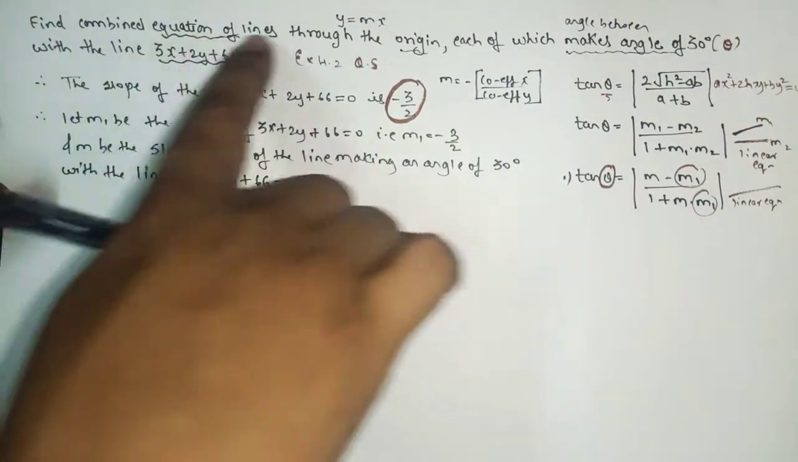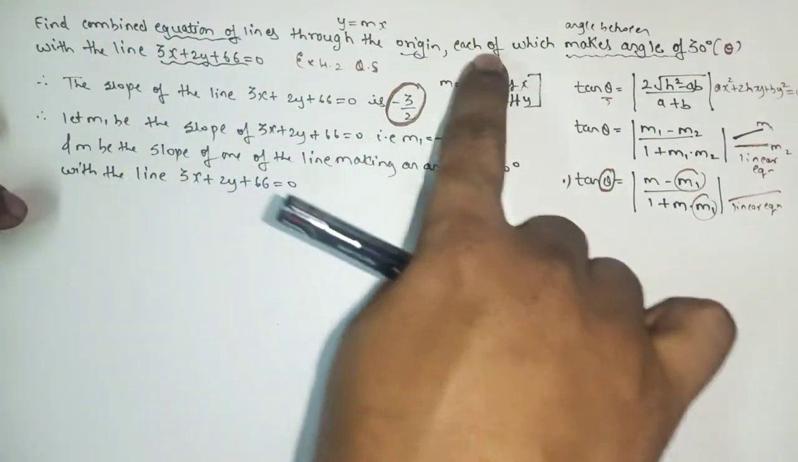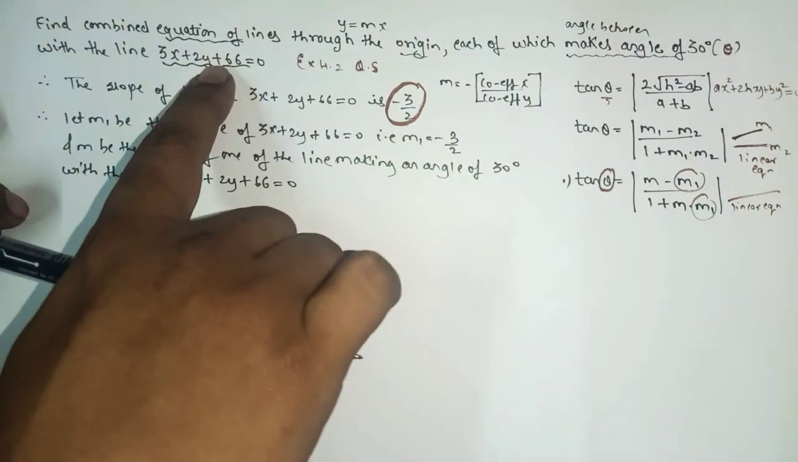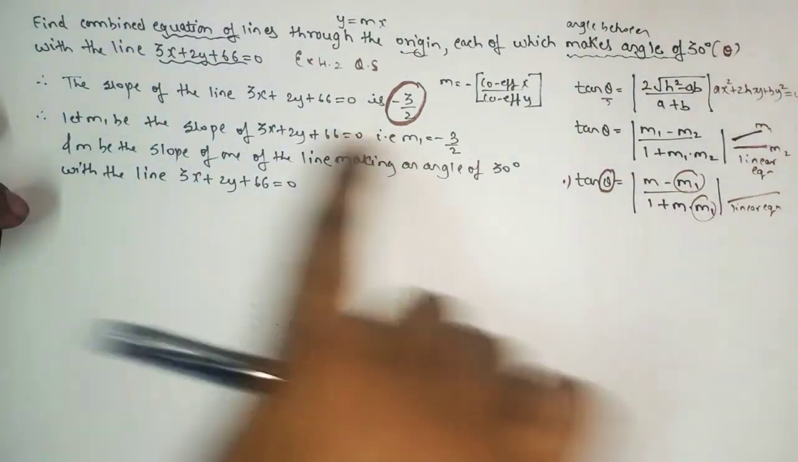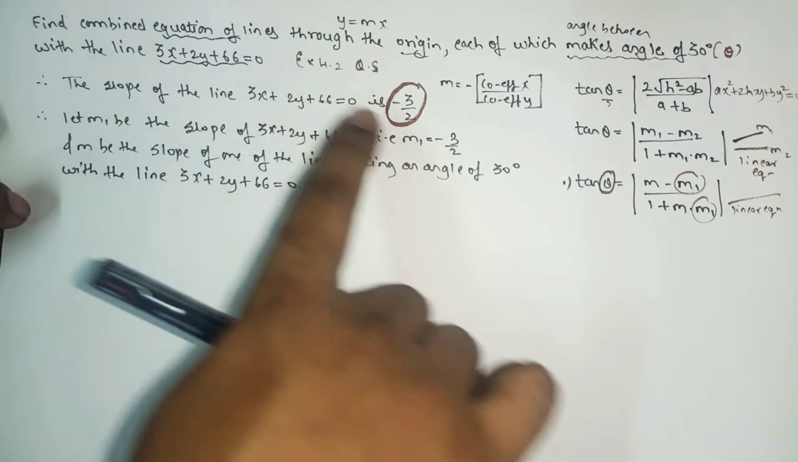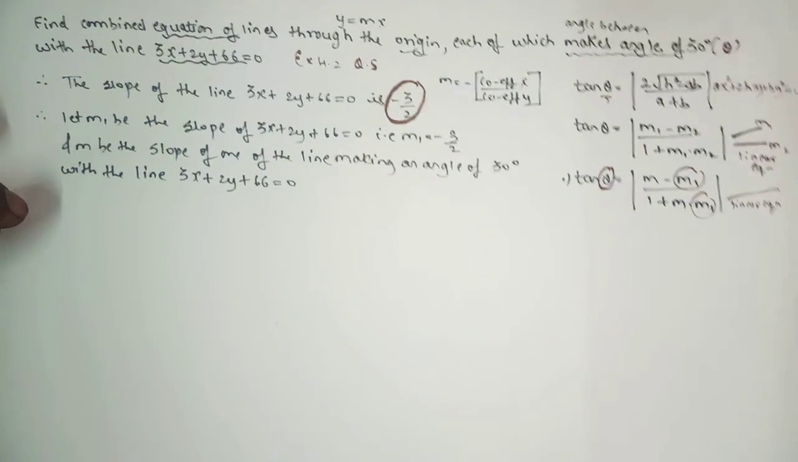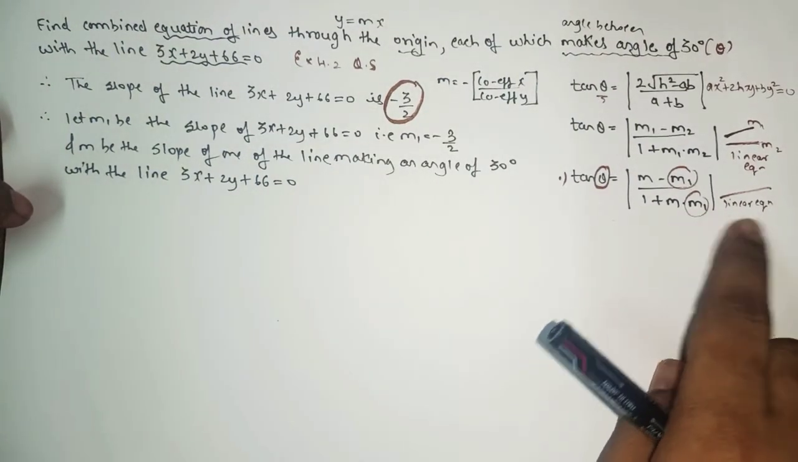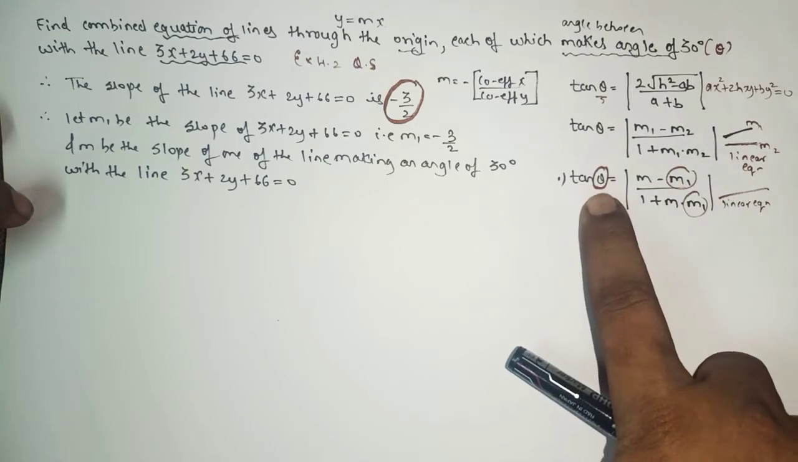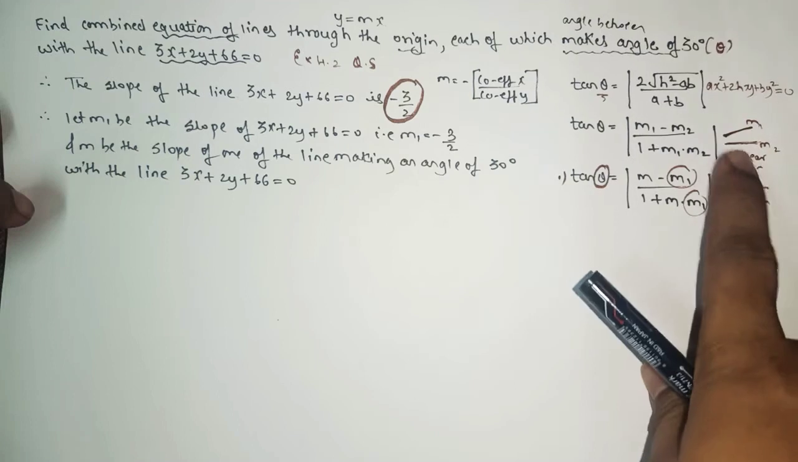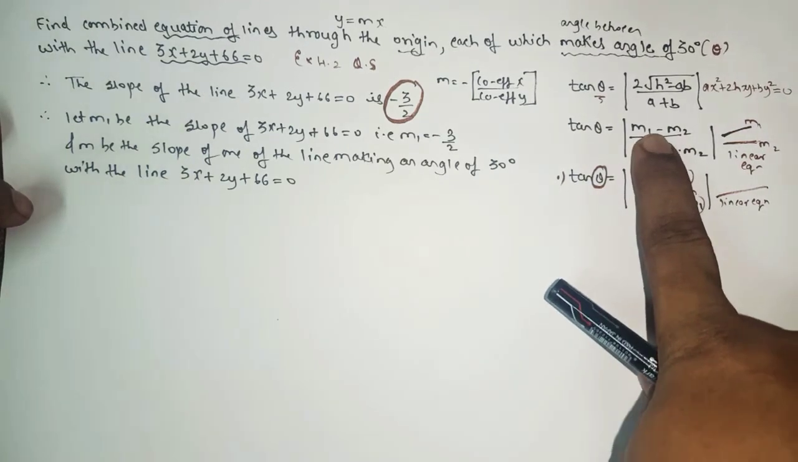As we have to find the combined equation of lines through the origin, each of which makes an angle of 30 degree with one of the lines, we'll take the slope of that line as M1. As I told, when you have one linear equation and an angle, you have to apply the third formula. When you have two linear equations, the second formula will come.